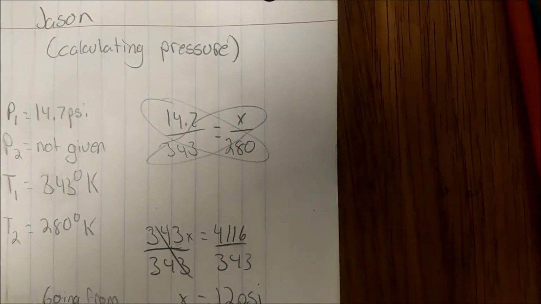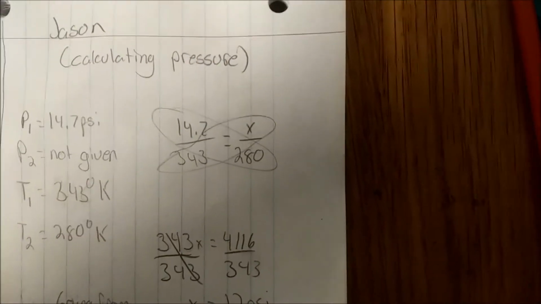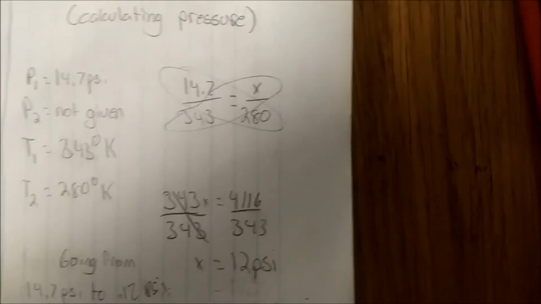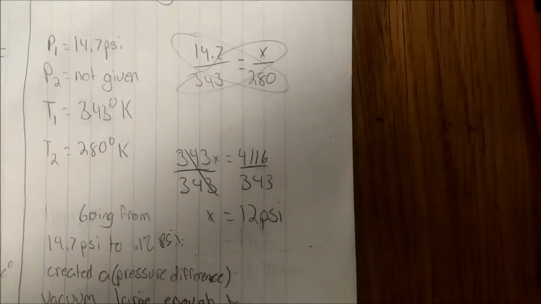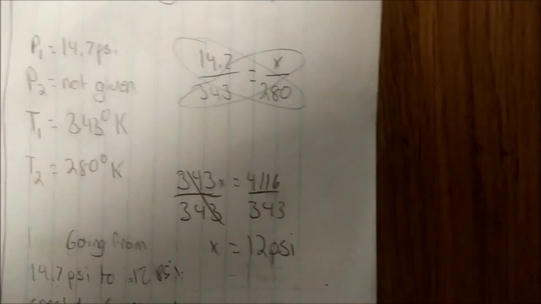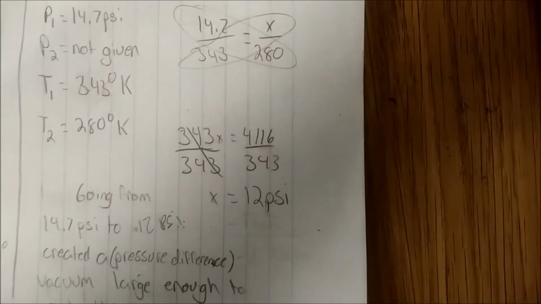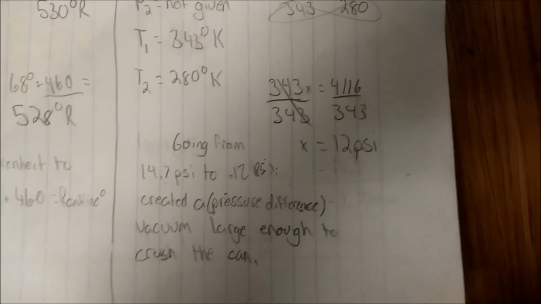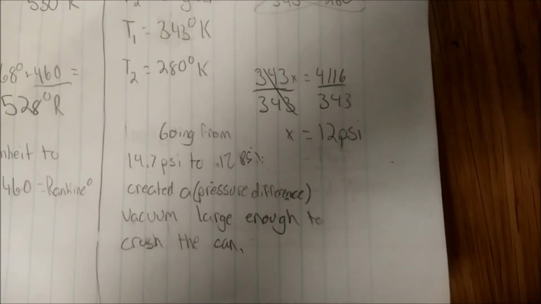You got 14.7 divided by 343, which equals X, which is the not given pressure, divided by 280. Cross multiply that, you got 343X equals 4116. And you divide the 343 on both sides, and you get X equals 12 psi. Going from 14.7 psi to 12 psi created a pressure differential, or a vacuum, large enough to crush the can.